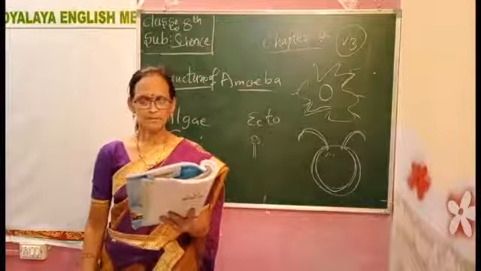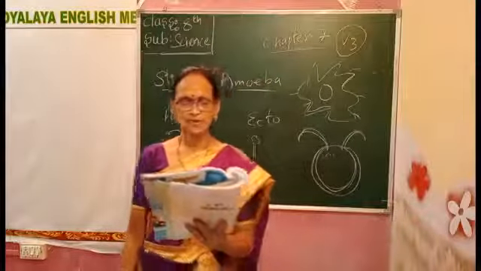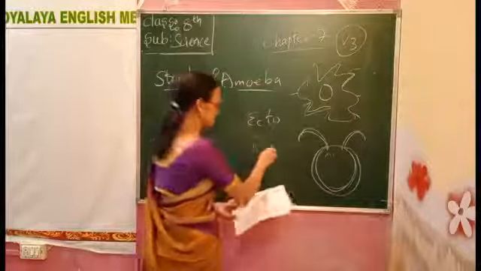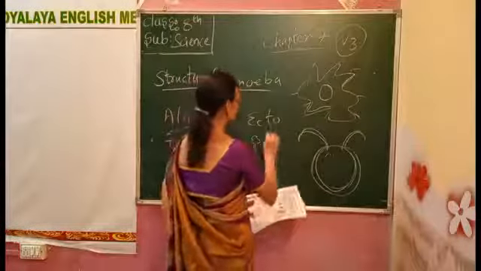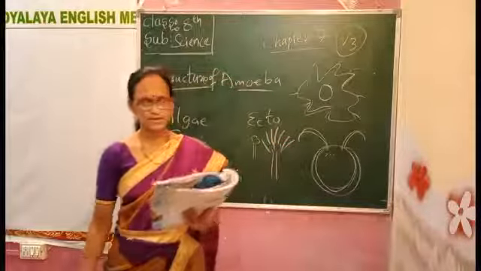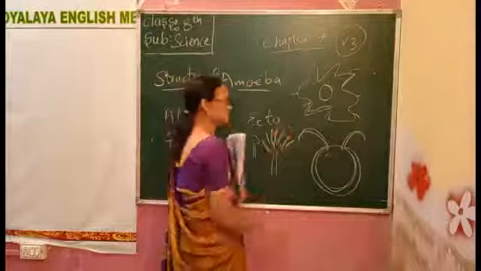The mycelium forms a dense mass on the substrates. Hyphae are the branches. You can find here hyphae, they have branches like this. The tube is there, and you can find the branches here. These branches are called septate.